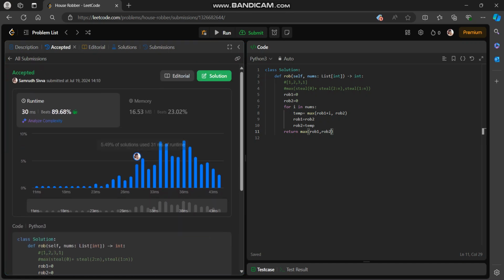So in this way, this problem can be solved. For this, it takes time complexity of order of n, and for space, we are just using two variables, so it's order of 1.